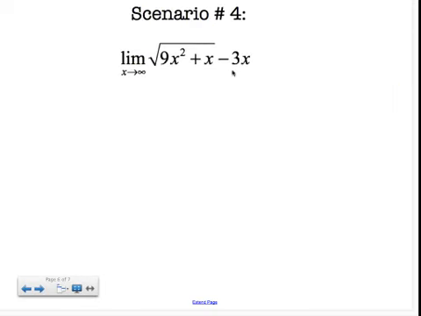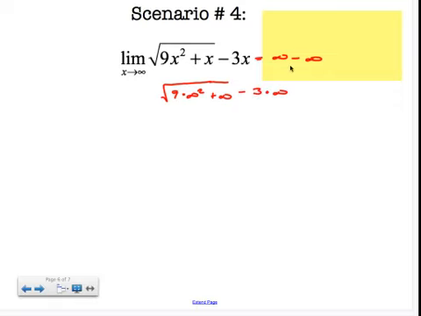Okay, one more example. This is scenario number 4, which we're going to transform to be scenario number 3. Take a look at this. If you do a mental plug-in, you're going to have the square root of 9 times infinity squared plus infinity minus 3 times infinity. Some number sense says that this number inside the square root is a very large number. The square root of a very large number is still large, so that first part is really infinity, and I'm subtracting 3 times infinity, so this limit is of the form infinity minus infinity.